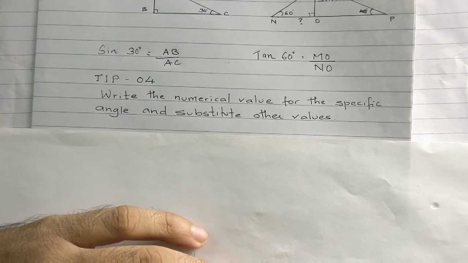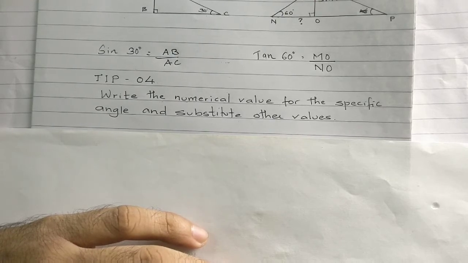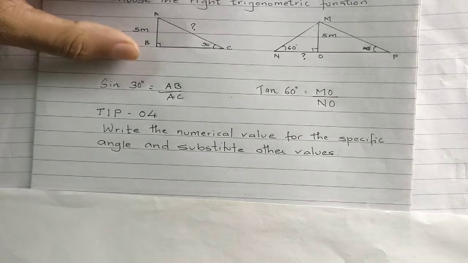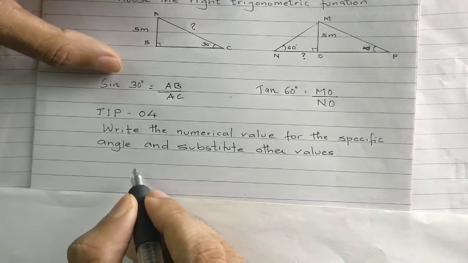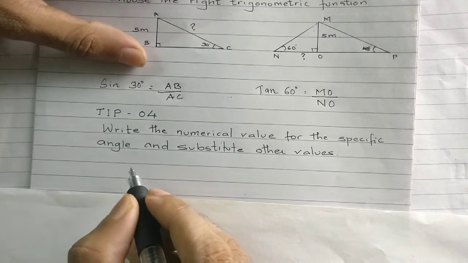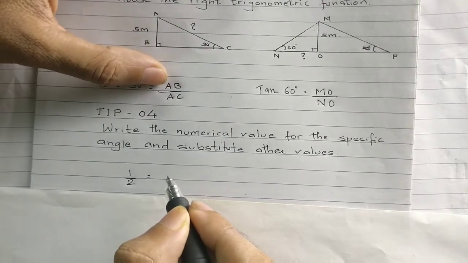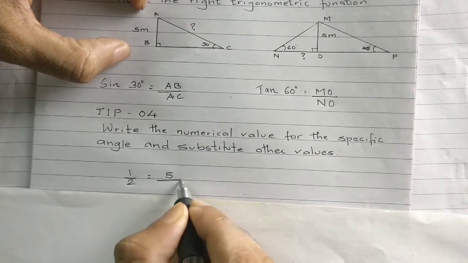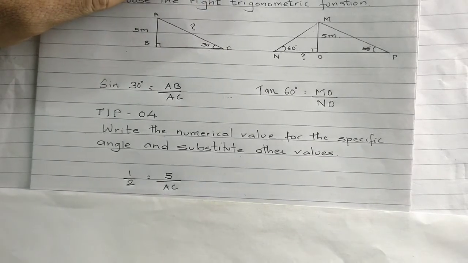Tip number 4. Write the numerical value for the specific angle and substitute the other values. Now in this question, in this point, we were given sine 30. Now, if you remember your previous chapter, Introduction to Trigonometry, I have already taught you how to write trigonometric numerical values. So sine 30 is nothing but half is equal to AB. Over here I'm given it to be 5 upon AC is something I need to find out. I hope this part is clear.